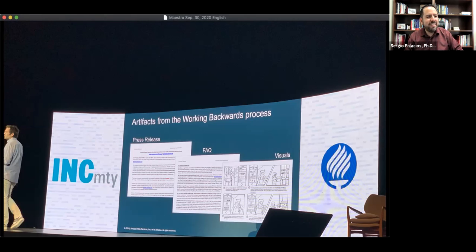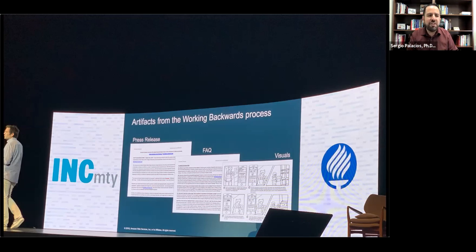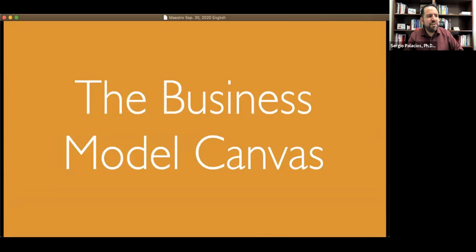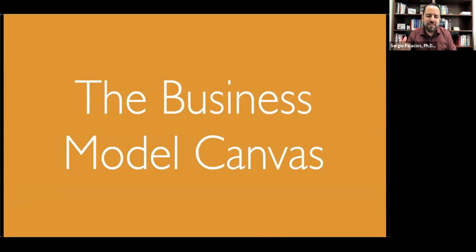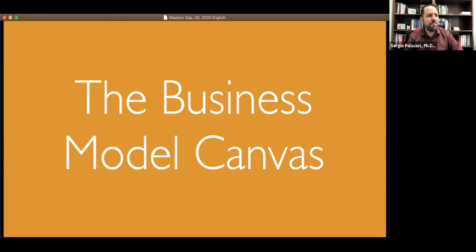But in reality, this is a kind of a written pitch. On the left, they have a press release. They actually don't send it to the press. This is, again, just internal. So this is how they communicate ideas. It's, of course, a very large company. So they have to go through several, probably internal pitches until they get funding to actually continue building that product.